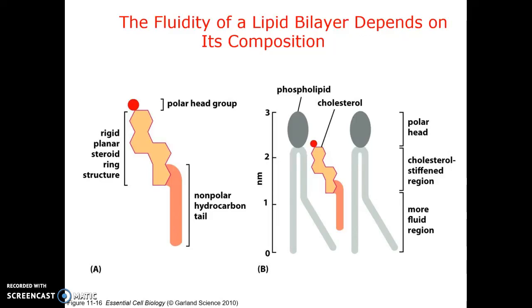Okay, so this is going to be the second video for chapter 11. We talked a little bit about the dynamics of forming spheres and a bilayer. I want to talk a little bit about fluidity. And fluidity has a lot to do with the composition of the lipids that the phospholipid is made out of.